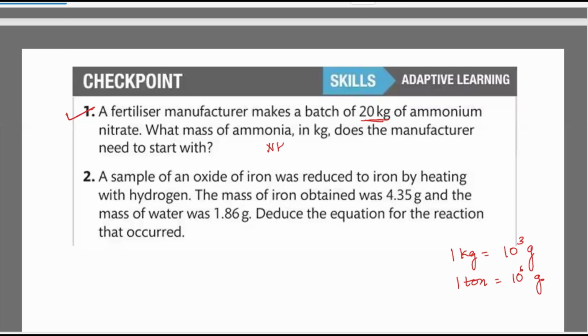So the reactant is ammonia, right? And because I'm getting ammonium nitrate, that is NH4NO3, I have to make it react with nitric acid. So when nitric acid and ammonia react together, you're getting ammonium nitrate. Is the equation balanced? The equation is balanced, right? So I want you to solve question number one. You have to convert the kg into grams and then proceed further. Okay, is that clear?